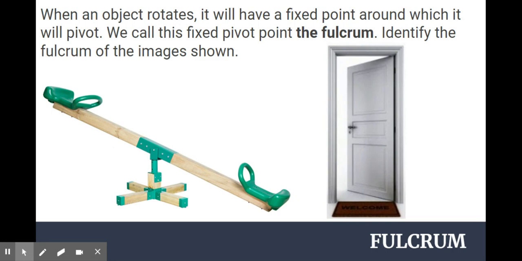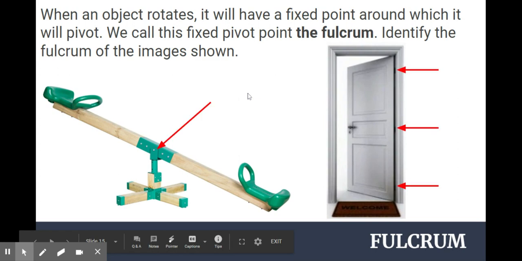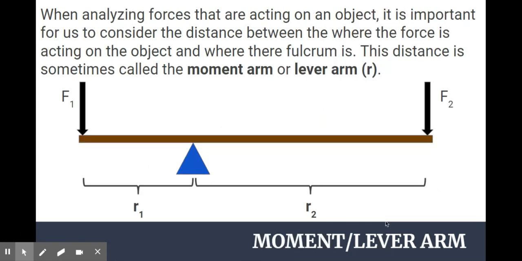All right. So take a look at these two images. Identify the fulcrum or fixed pivot point for each of these objects. Well, for the seesaw, it's going to happen to be right here. This is going to rotate down. This will rotate up. This is the only part that stays stationary. If we look at our door, there are 3 hinges here that allow it to rotate. So this whole area right here is going to be the fulcrum. It's the point about which that door will rotate.